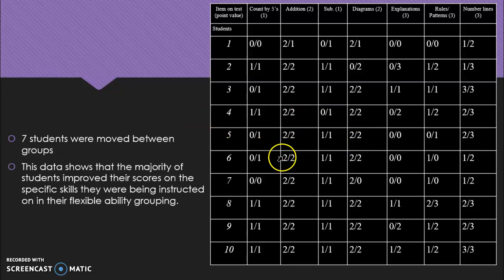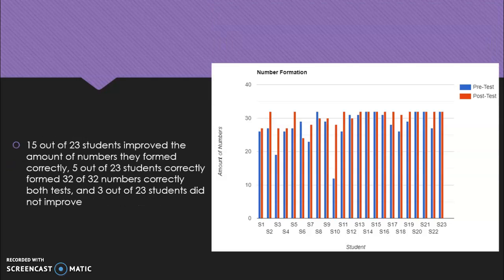This data showed right here in this table that the majority of my students improved their scores on the specific skills that they had been instructed on in their flexible ability grouping. So the first score before the slash is the score on the pretest, and then the score after is the score on the post-test. And then at the top are the very specific items or concepts on the pre and post-test. So most students improved on what they were working on in their flexible ability groupings.